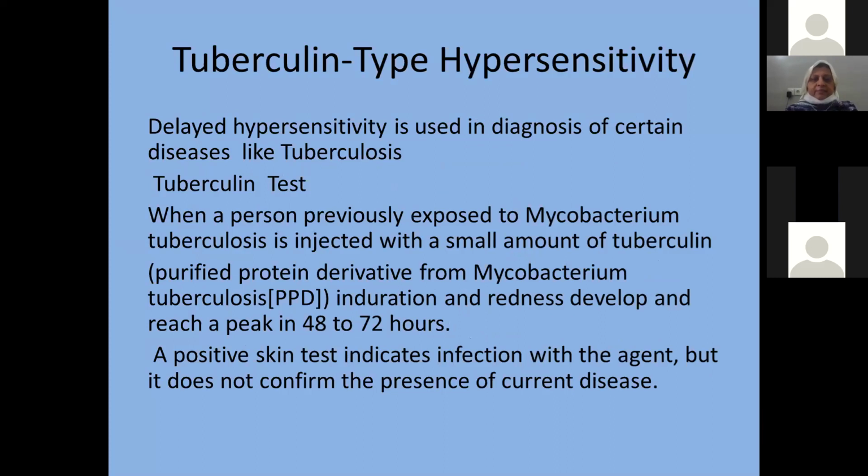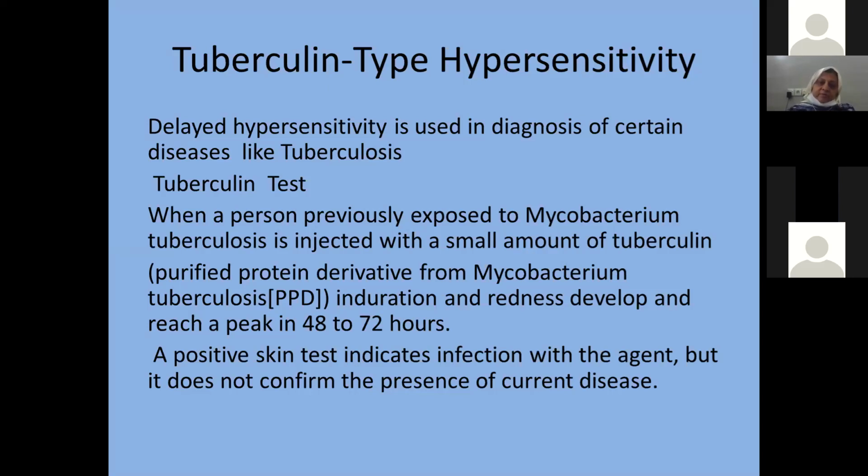And this type is used for the diagnosis of tuberculosis in a test which is known as the tuberculin test. Many of you might have heard about it. If a person is previously exposed to Mycobacterium tuberculosis, this small injection, which contains purified protein derivative from Mycobacterium tuberculosis, is given intradermally. And then we wait for 48 to 72 hours.